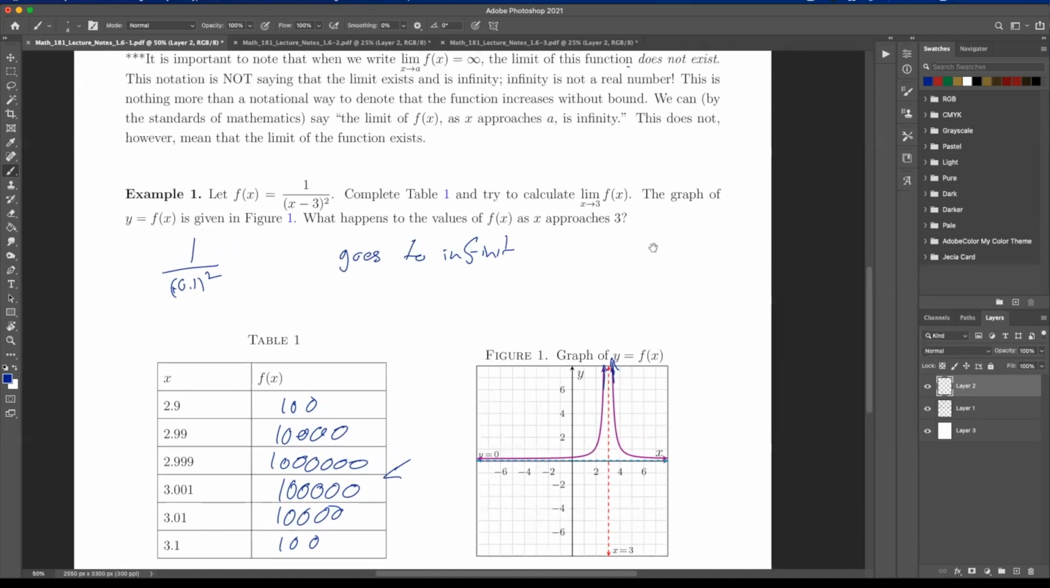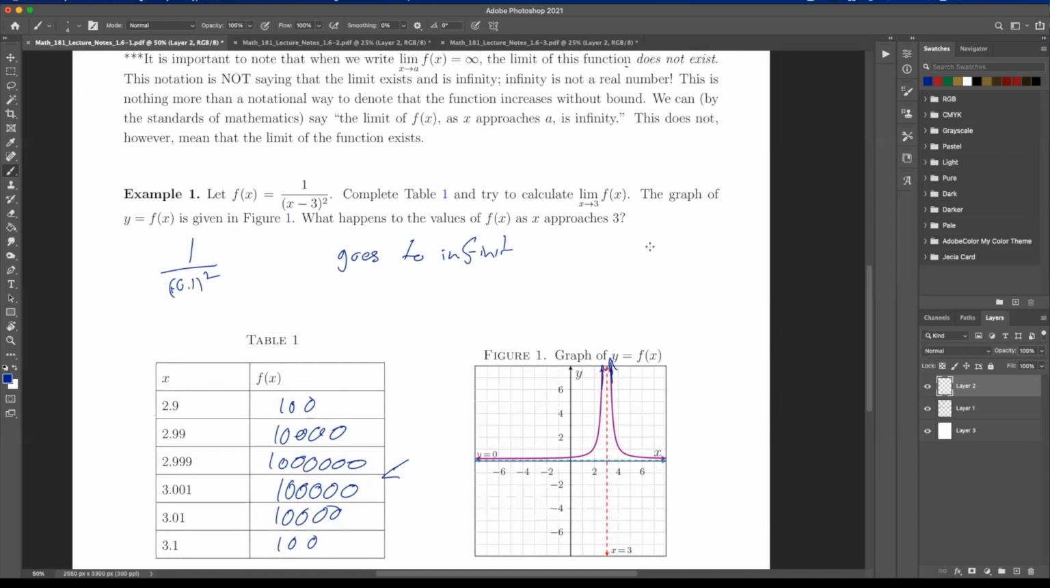I've seen strange notes. So here, what we would write in this case is: the limit as x approaches 3 of f of x is equal to infinity. Now, this is not technically saying this exists, but we just write it as if it did. That's what we do. All right, I'll let you guys write that down.